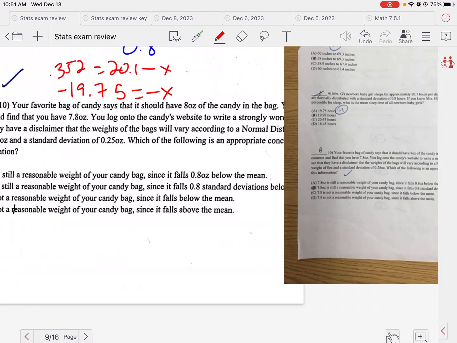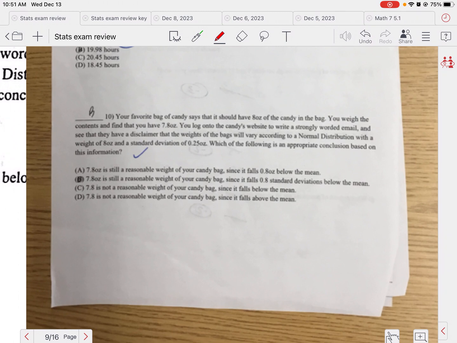All right, let me just read it off of this. Your favorite bag of candy says that you should have 8 ounces of candy in the bag. You weigh the contents and you find that you only have 7.8. You log onto the candy's website to send a strongly worded email and see that they have a disclaimer that the weights of the bag will vary to a normal distribution with a weight of 0.8 ounces and a standard deviation of 0.25. Which of the following is an appropriate conclusion based on the information?